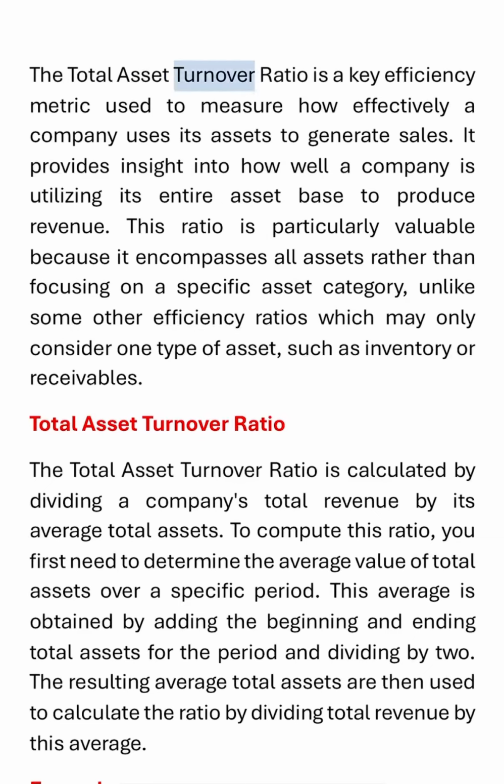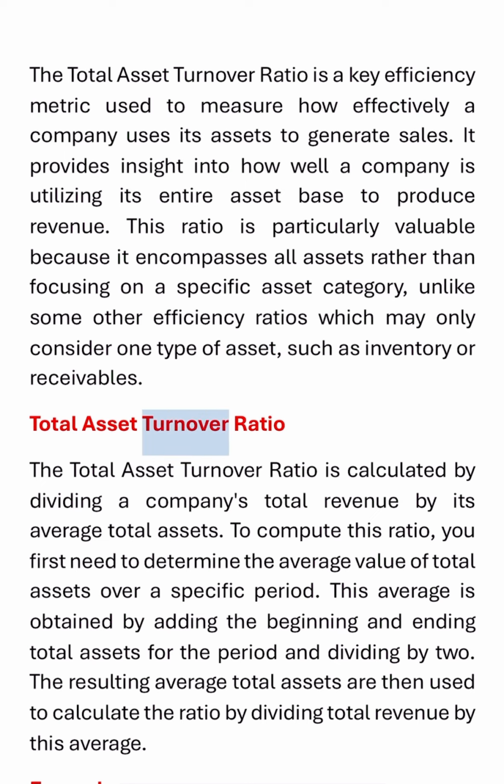The total asset turnover ratio is a key efficiency metric used to measure how effectively a company uses its assets to generate sales. It provides insight into how well a company is utilizing its entire asset base to produce revenue. This ratio is particularly valuable because it encompasses all assets rather than focusing on a specific asset category, unlike some other efficiency ratios which may only consider one type of asset, such as inventory or receivables.